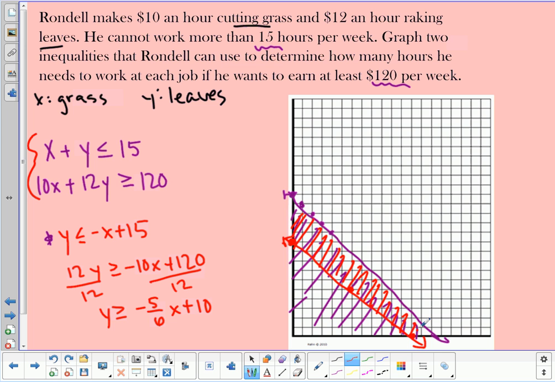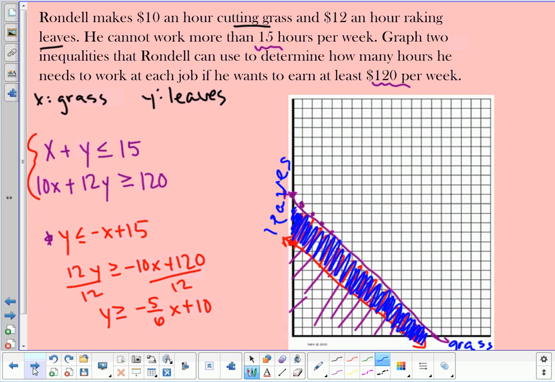Okay, so the shaded region between these two lines is kind of the goal or the possibility of all the scenarios he could do, the number of hours that he could spend cutting the grass and raking the leaves.